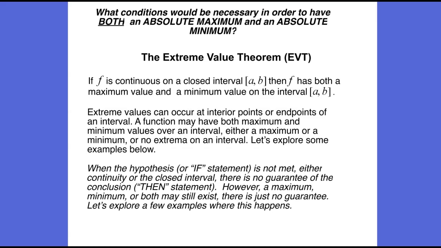Extreme values can occur at interior points or also at endpoints of an interval. A function may have both maximum and minimum values over an interval, either a maximum or a minimum, or no extrema on an interval at all. We'll look at some examples below. Also note that when the hypothesis or if statement is not met, either continuity or the closed interval, there is no guarantee of the conclusion or then statement. However, a maximum, minimum, or both may still exist. There's just no way to guarantee this. We'll see examples of this behavior as well.